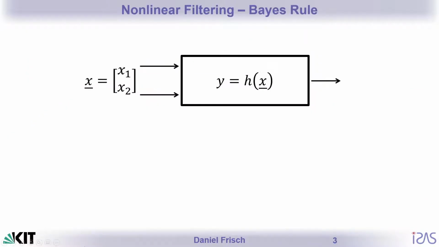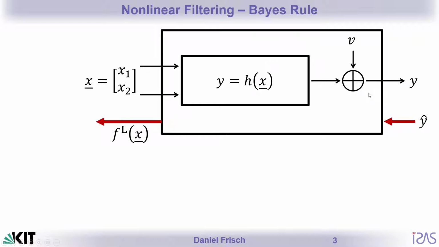So here's a quick recap of the Bayes rule. Suppose we have a 2-dimensional state space here, x1, x2, and this nonlinear measurement function that produces a scalar nonlinear output. Also we have additive noise, for example, and then during runtime we get one measurement, and the likelihood function includes all the information from the measurement model and the measurement.